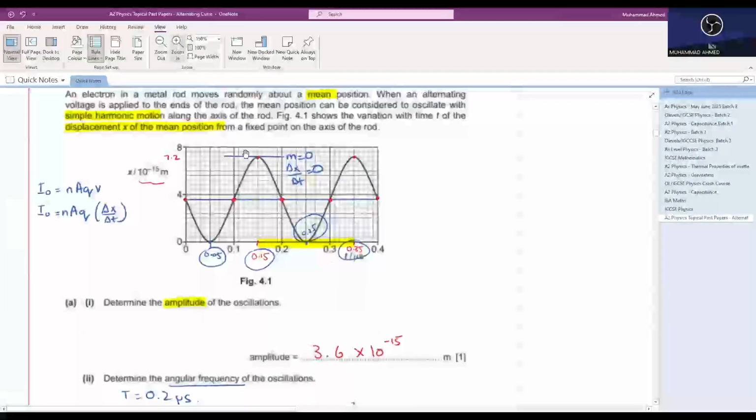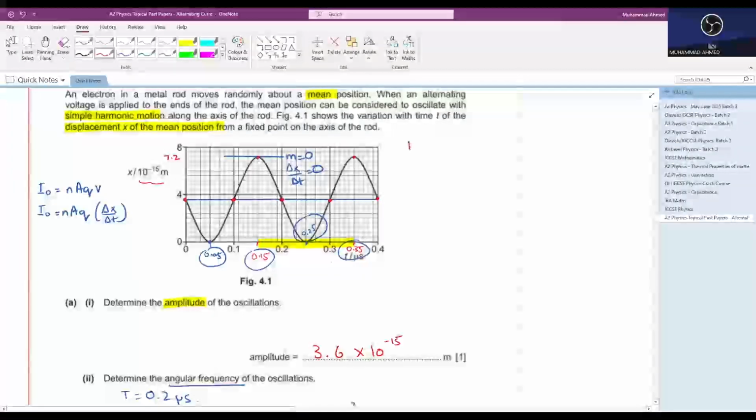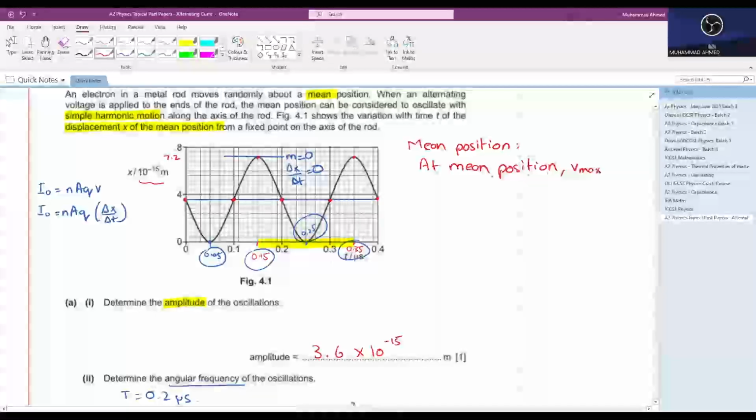At the points that I have marked in red, we are at the mean position. Do you remember one thing from simple harmonic motion? At mean position, your velocity is maximum. So if this term gets maximum, my current will get maximum.